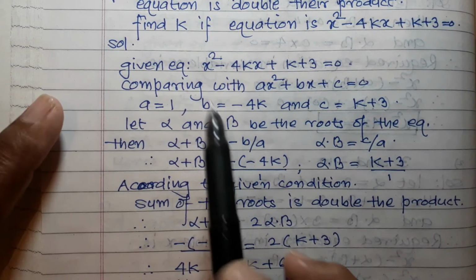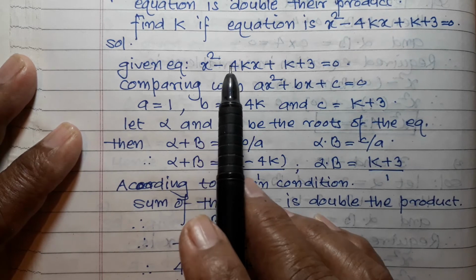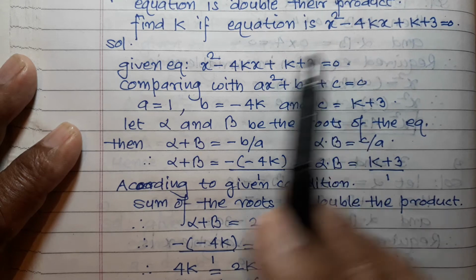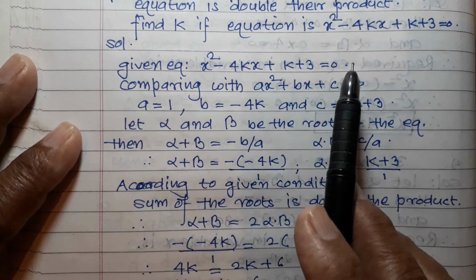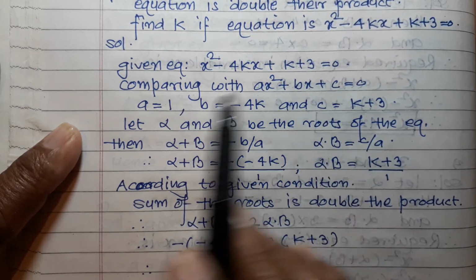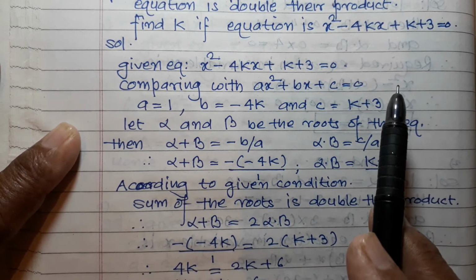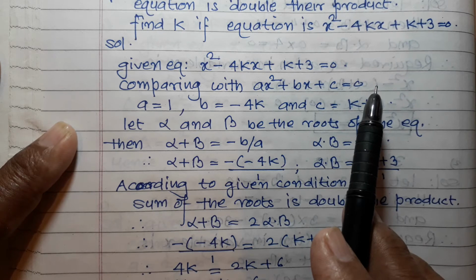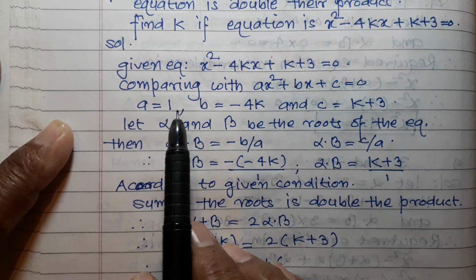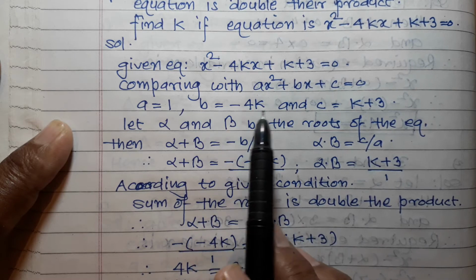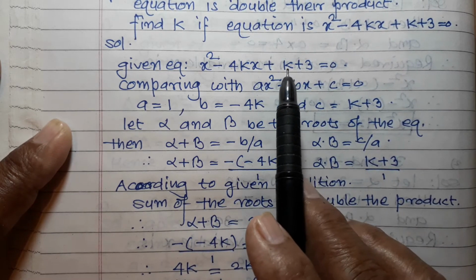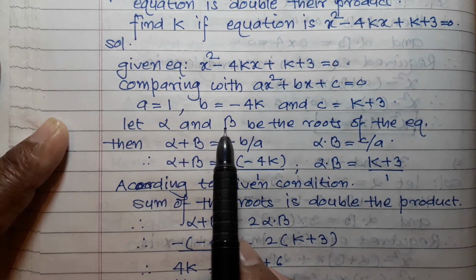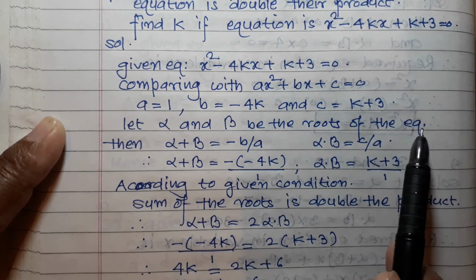So solution: given equation x square minus 4kx plus k plus 3 is equal to 0. Now this is a quadratic equation given. Compare this quadratic equation with the standard form of quadratic equation, and therefore, comparing with ax square plus bx plus c is equal to 0, a is equal to 1, b is equal to minus 4k and c is equal to k plus 3. Now assume alpha and beta be the roots of the quadratic equation.